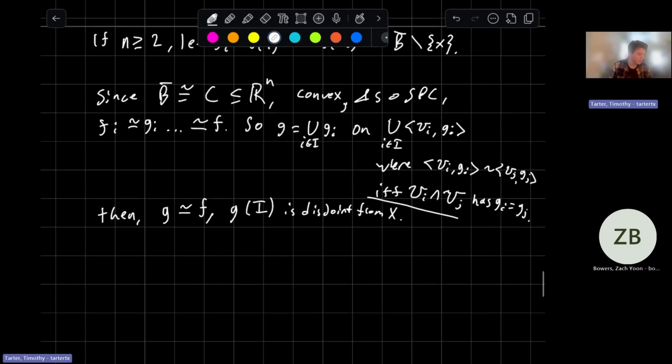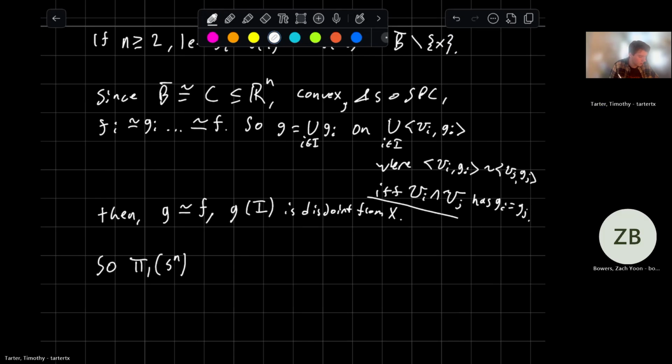And so the idea is that pi_1 of S^n is equal to the identity, which is trivial if n is greater than or equal to 2.